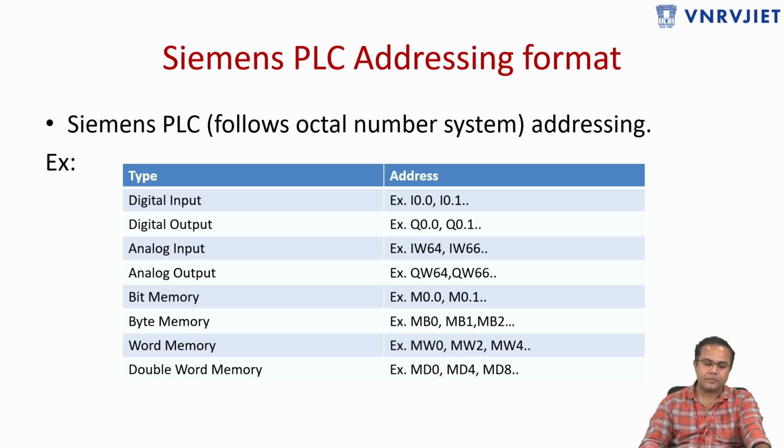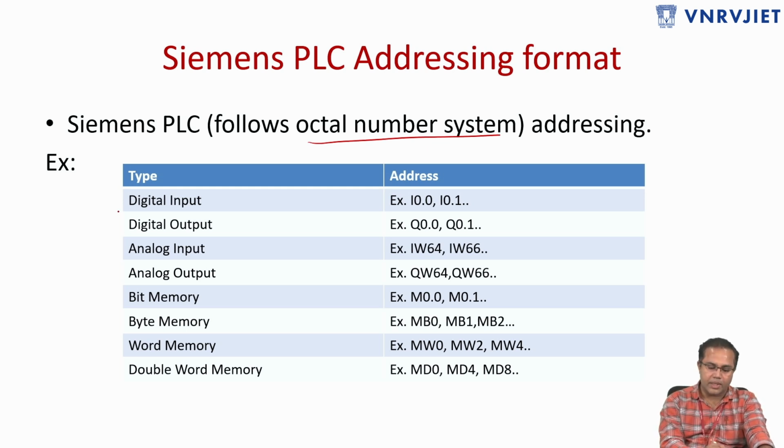Now, next we will see the Siemens PLC addressing format, and I can say that this addressing format is a bit simpler when compared to the Allen-Bradley. Here you can see Siemens follows the octal number system. Okay, so we'll see what that is.